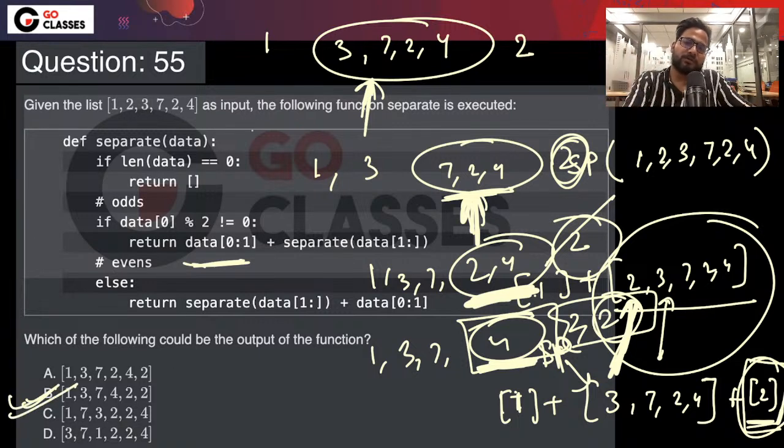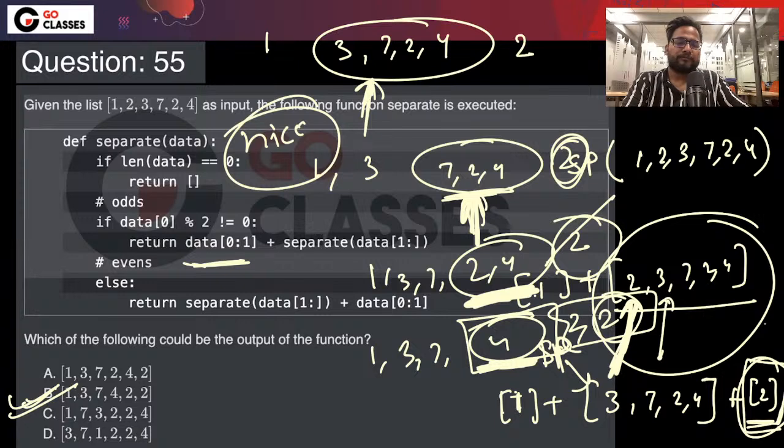This was a nice question. Wow, nice. Okay, so it was a nice question. Now let's just move to the next question. But if there is any doubt in this question, I will clarify. Maybe I can go over the explanation again. If there is any doubt, you can just let me know.